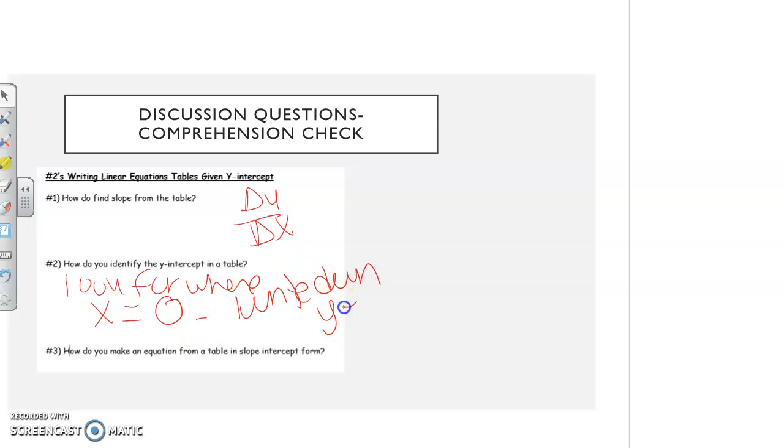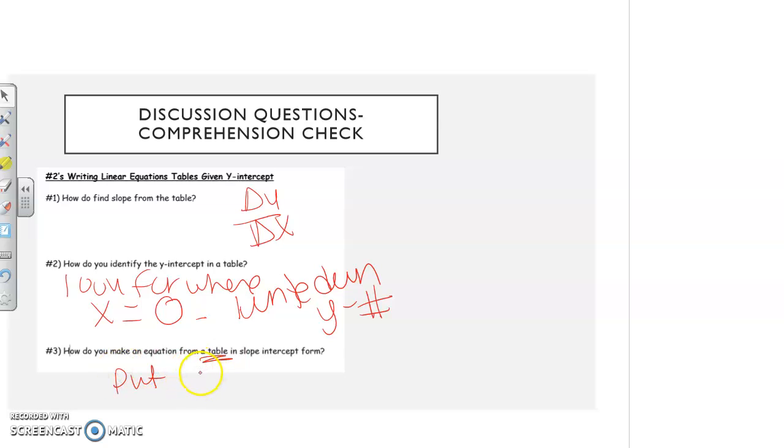Change in y over change in x. How do I identify the y-intercept in a table? I look for where x is equal to 0, and then I write down the y number. That's my y-intercept. How do I make an equation from a table in slope-intercept form?